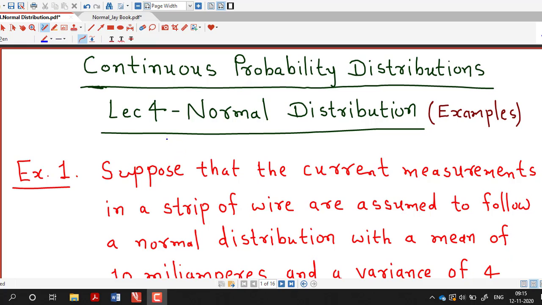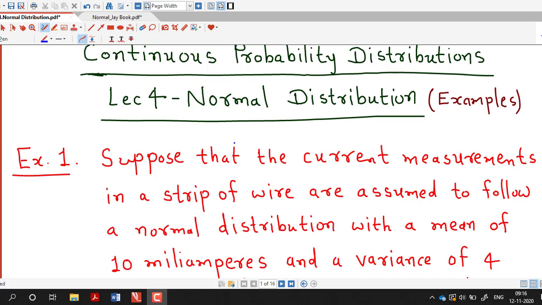Hello friends, I welcome you in lecture number 4 on normal distribution. In this lecture we are going to discuss examples on normal distribution. So let us start with example number 1.